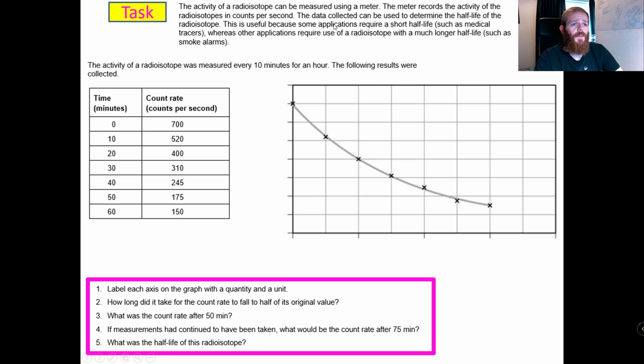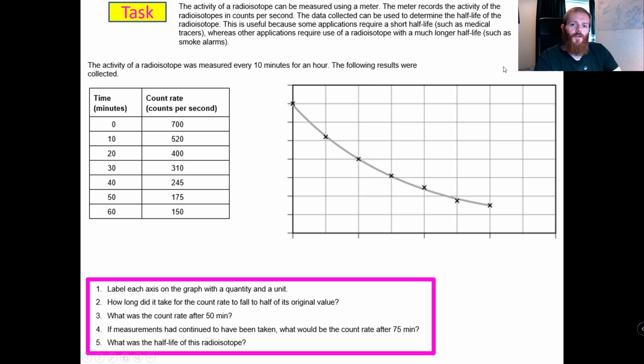This is useful because some applications require a short half-life, such as medical tracers, whereas other applications require a radioisotope with a much longer half-life, such as smoke alarms. Okay, so there's a couple of uses in there and a description of the idea that some substances have radioisotopes, I should say, that have different half-lives.